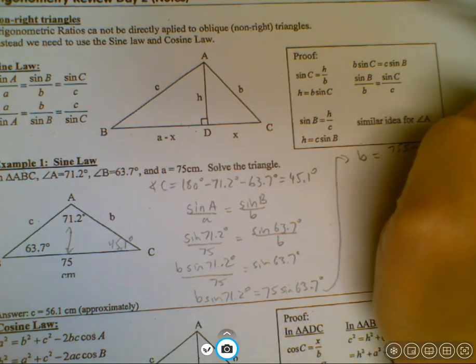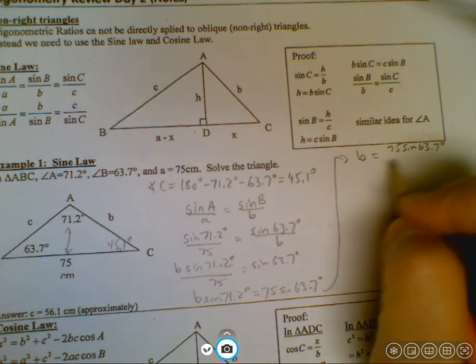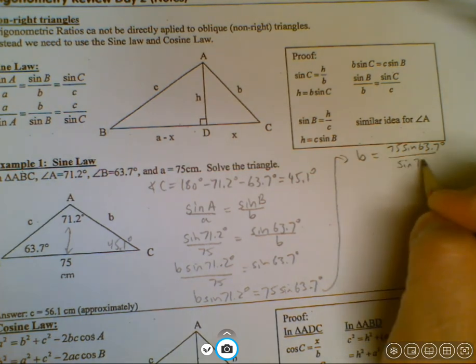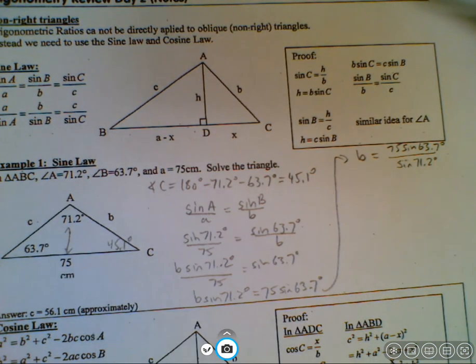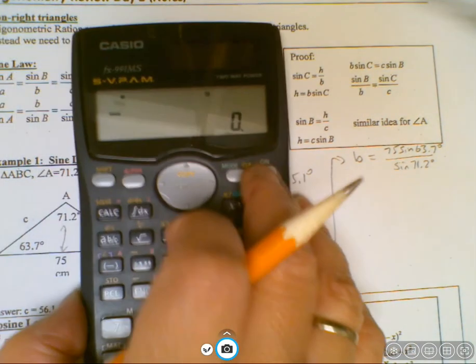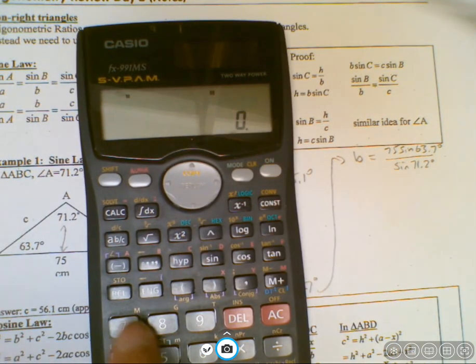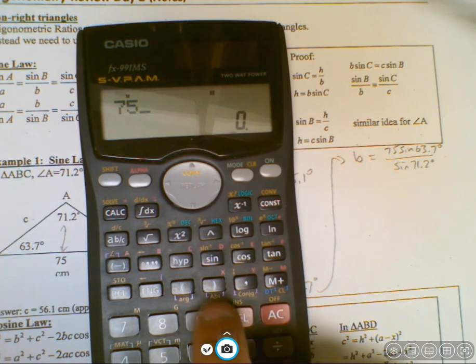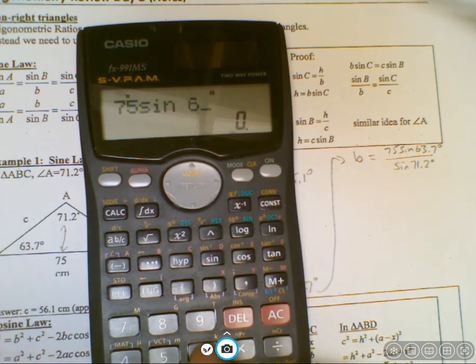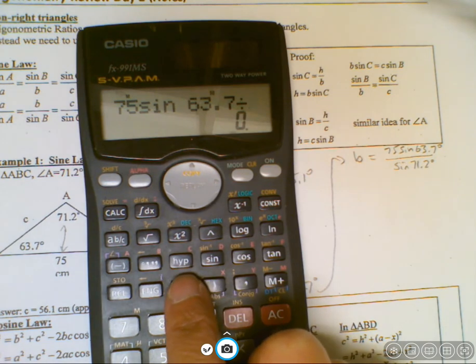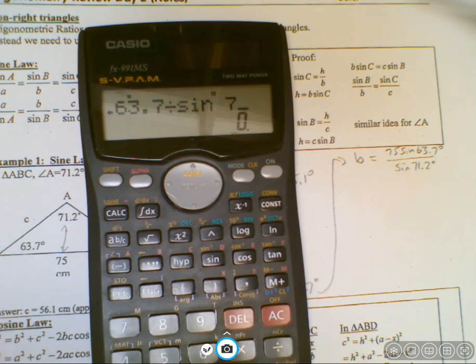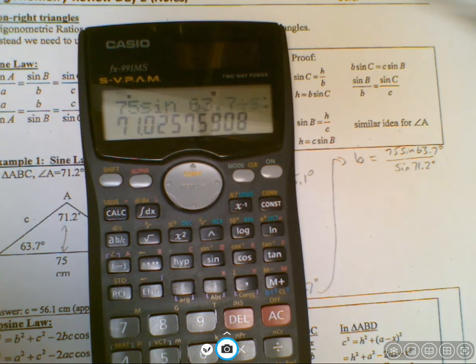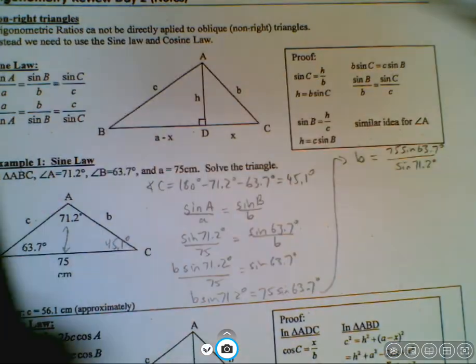B equals 75 sine 63.7 degrees over sine 71.2 degrees. Into the calculator it goes, all at once. So it goes like this: 75 sine 63.7 divided by sine 71.2. And I get B is 71 centimeters.